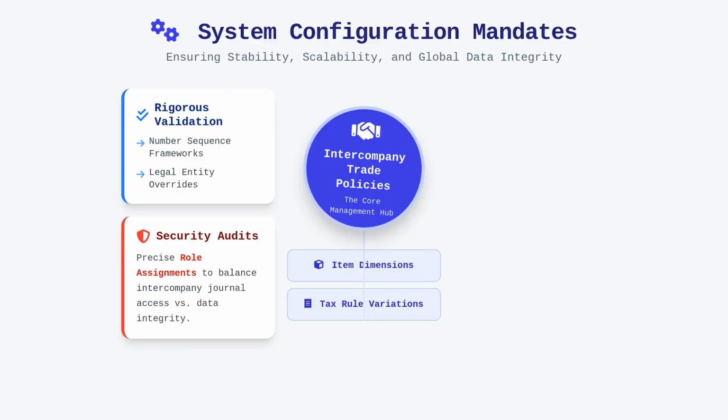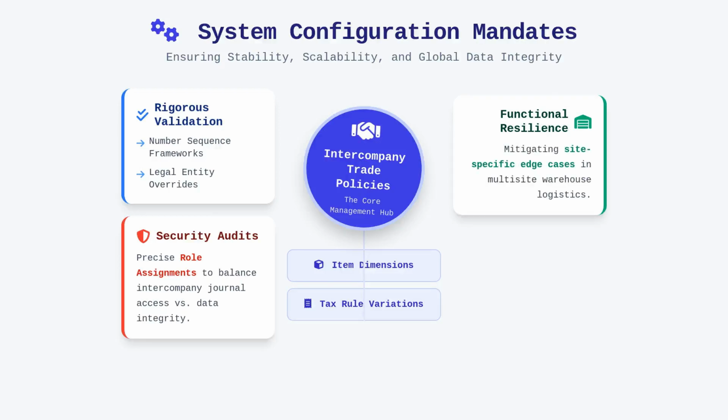Security role assignments should be audited to ensure that users have the necessary permissions to view or edit intercompany journals without compromising cross-entity data integrity. From a functional perspective, you should design your intercompany setup to be resilient against site-specific edge cases, especially when dealing with multi-site deployments where warehouse logistics might vary significantly.